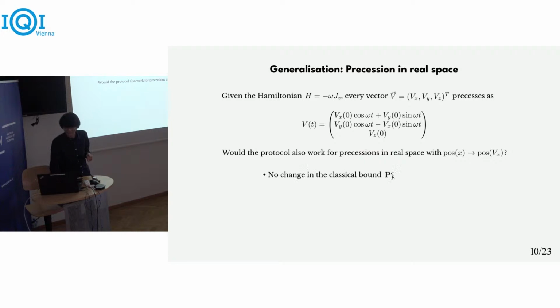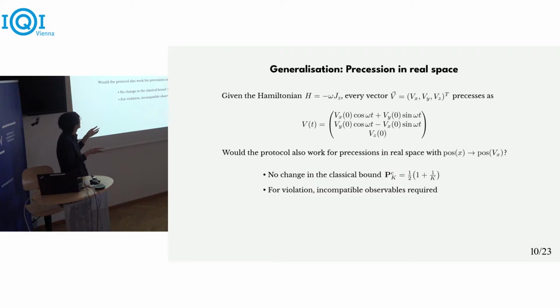And if you repeat the same kind of arguments, you'll find that there's no change in the classical bound because you don't really care in the classical case what the actual variables are that are precessing. So the same derivation will give you the same classical bound. But you'll also realize that if you want any kind of violation, it wouldn't work if Vx and Vy are compatible, if they commute. Because if they commute, you can find some joint probability distribution. And so it wouldn't beat the classical bound in that case.